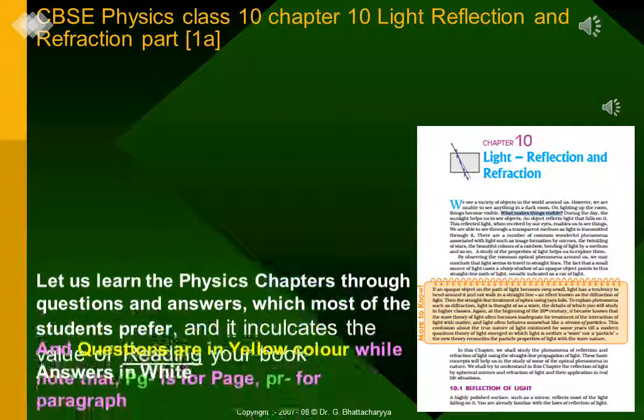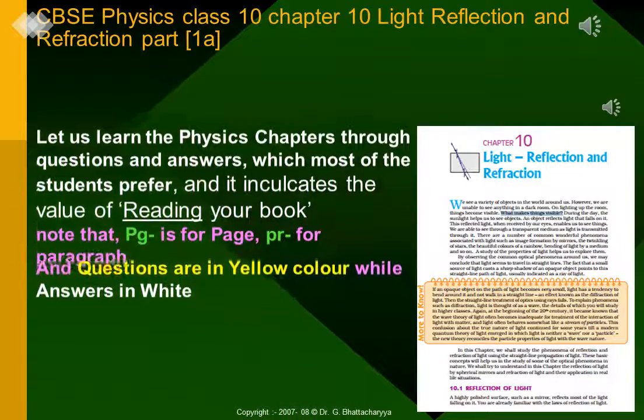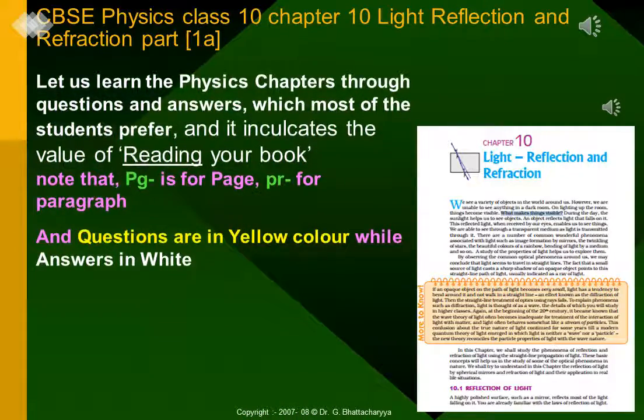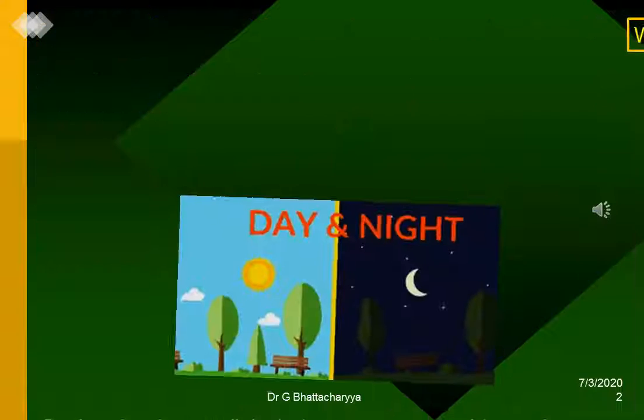Let us learn the chapters through questions and answers, which most of the students prefer, and it inculcates the value of reading your book. Note that PG is for page, PR for paragraph. Questions are in yellow color, answers are in white color.